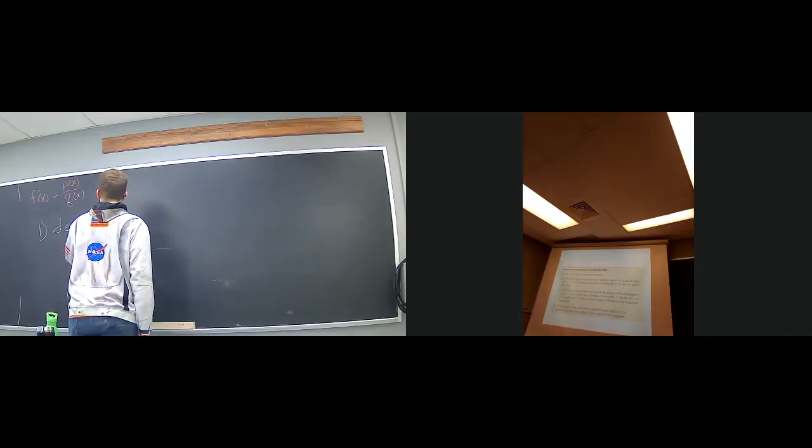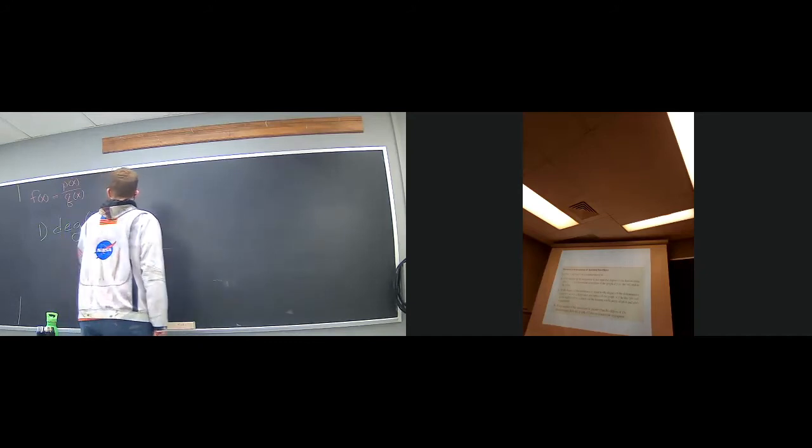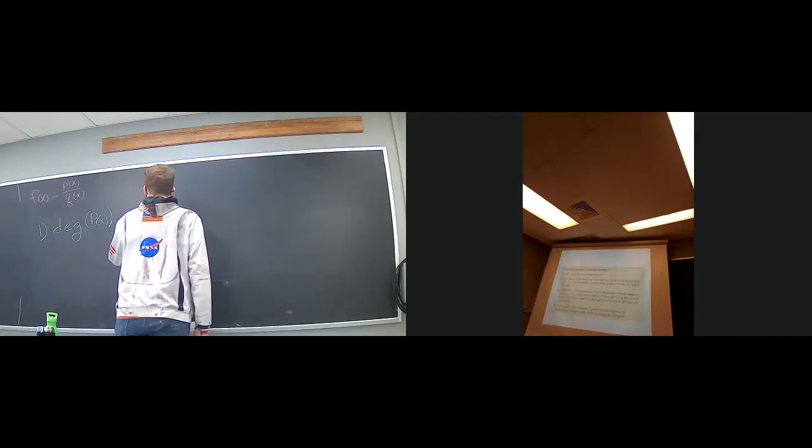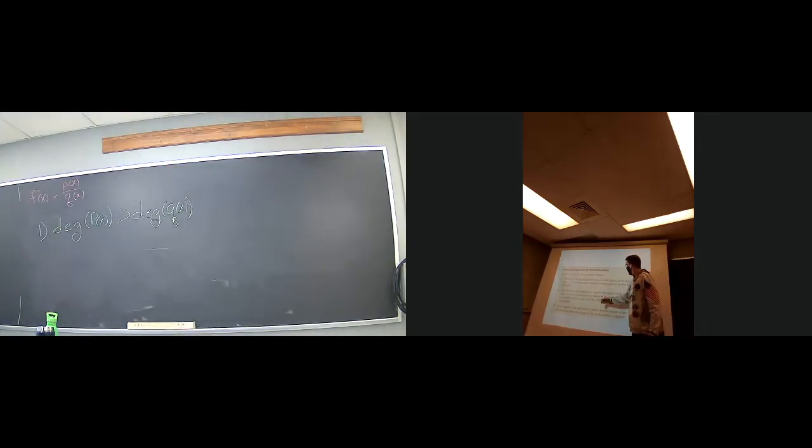But to really quickly reiterate this, the degree of p of x is greater than the degree of q of x would be this case here at the bottom. The degree of the numerator is greater than the degree of the denominator. In that case, we have no horizontal asymptotes.